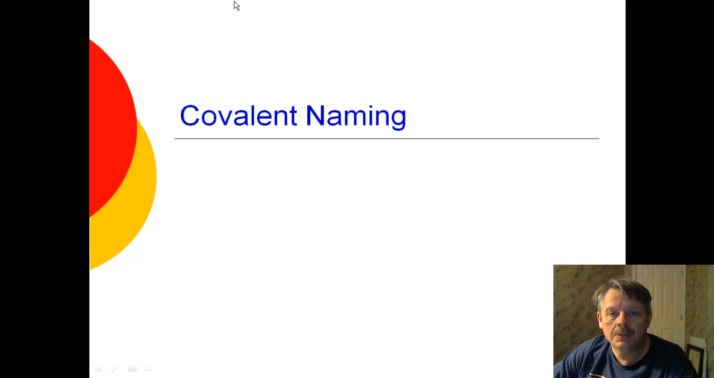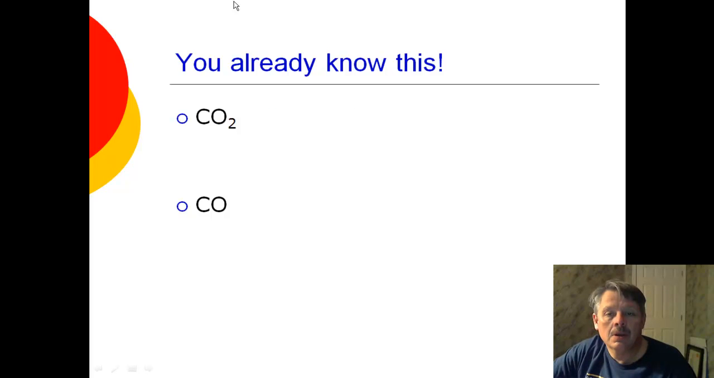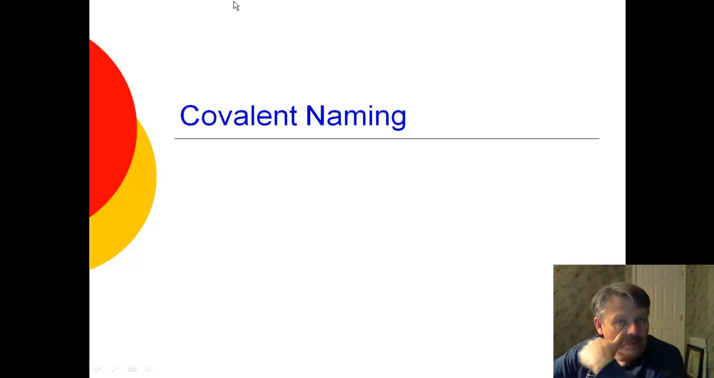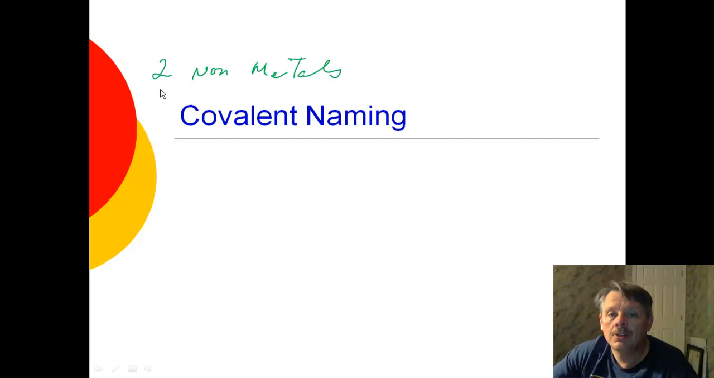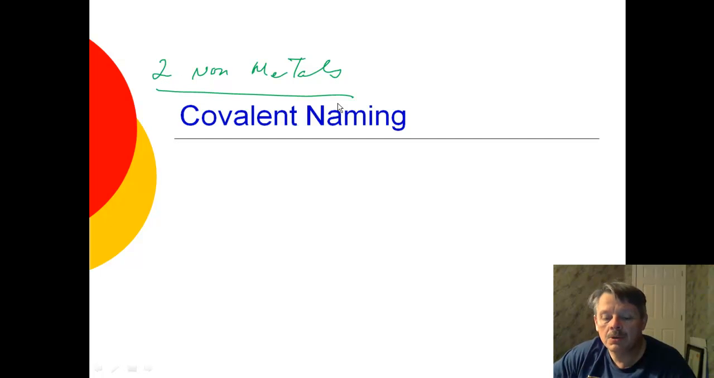This is the easy one. This goes really quickly. Be alert. This is the easiest naming of all of them, covalent naming. Okay? Now, before we go to covalent naming, remember what covalent is all about. Covalent naming are two nonmetals. So when we have two nonmetals, those are covalently bonded. So that's what we are going to focus on now.